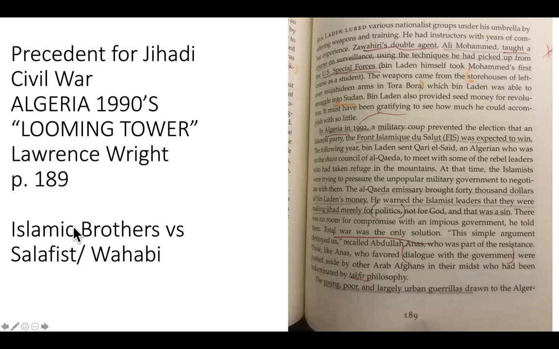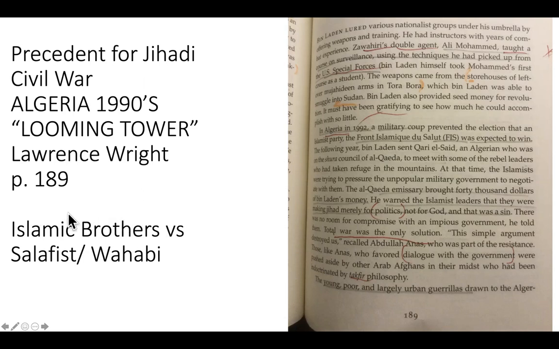Here you had a face-off between the Islamic Brothers, who basically believe in trying to get a society to be more Islamic by working within the political system, running for office. And they did in Egypt, and they were in control for a brief period until Sisi overthrew them, because even though they said they were going to work within the existing political system, they pushed too far too quick for the tastes of Egyptians.